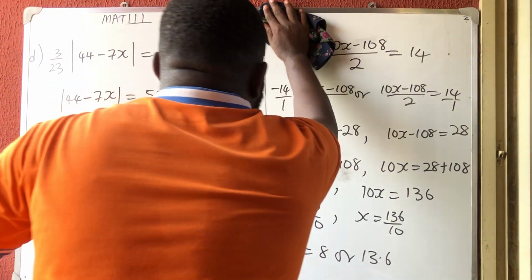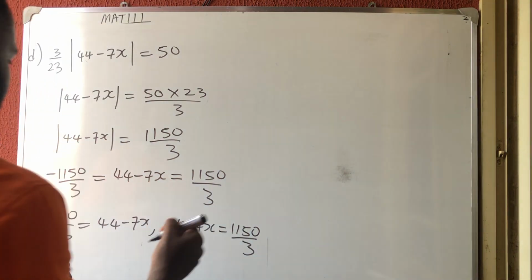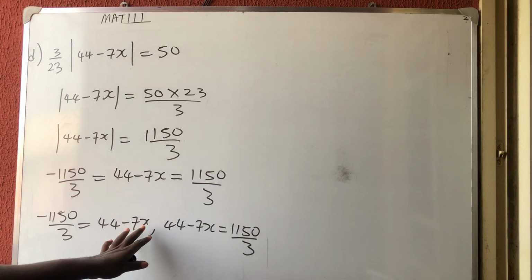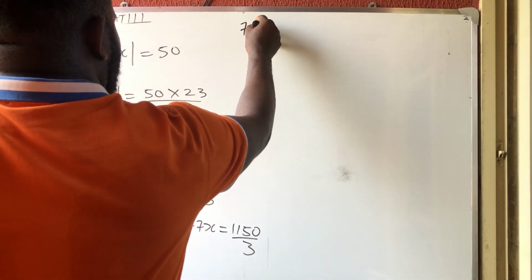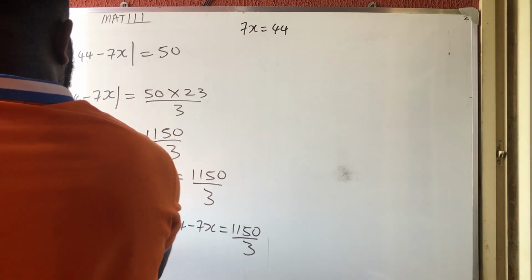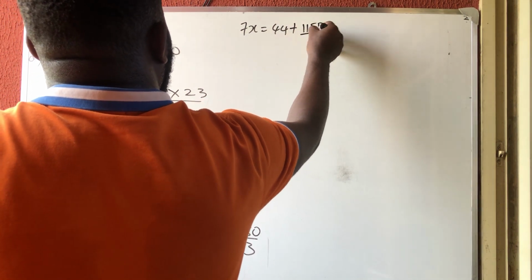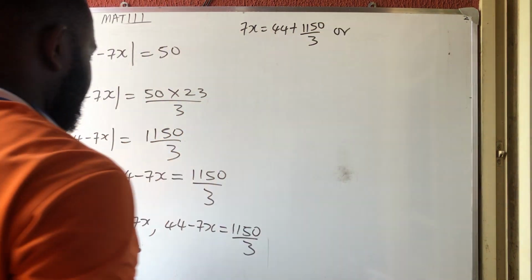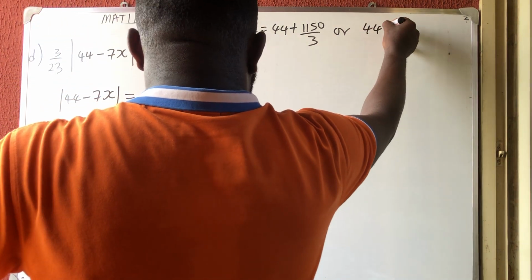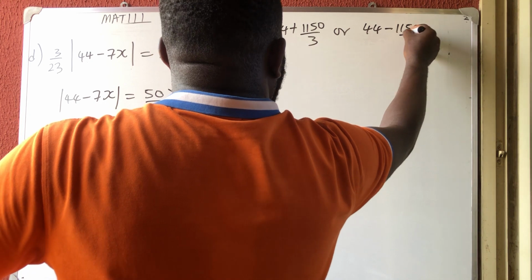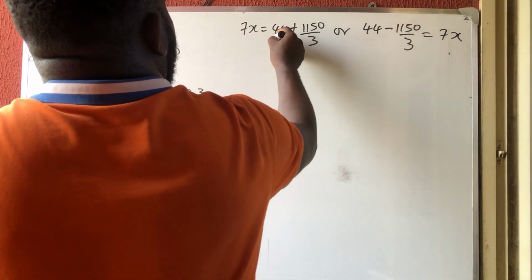Collect like terms. So if we collect like terms, we are going to have the 7x come here and this one will go here. So I'm going to have 7x is equal to 44. This one is minus, cross it to become plus, plus 1150 over 3. The same thing is going to happen here: this one will go here, this one comes here. So I'm having 44 minus 1150 over 3 is equal to 7x. So solve here by LCM.